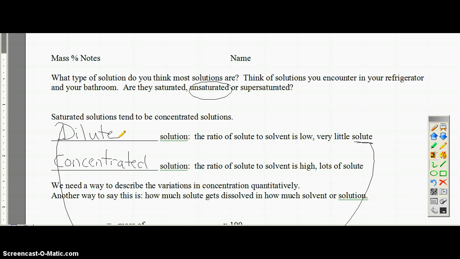So we're going to need a way to describe the variations in concentration. Saying they're dilute versus concentrated isn't going to tell you how much solute gets dissolved and how much solvent or solution. Maybe some of you wear contact lenses. When you buy contact solution, it's going to be the same concentration of salt every time you buy it. Saline is just another way of saying a salt solution. So there has to be a numerical value with it. We're going to proceed down the sheet to explain that.